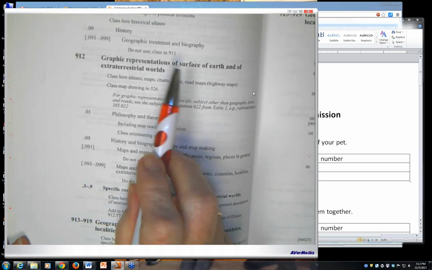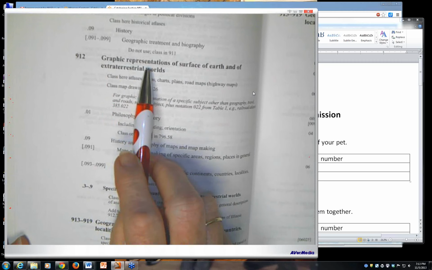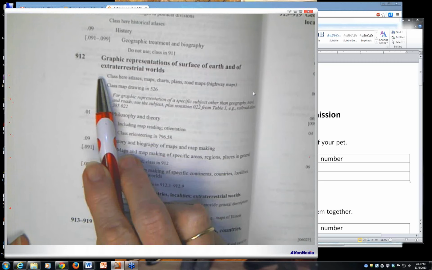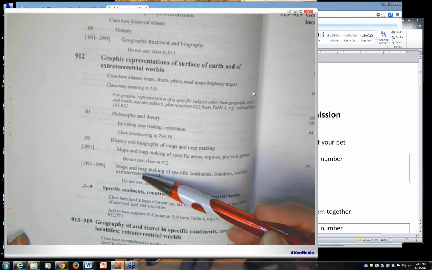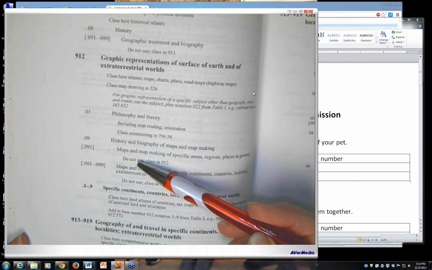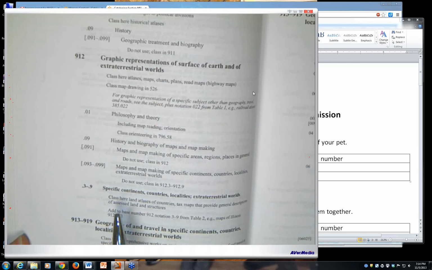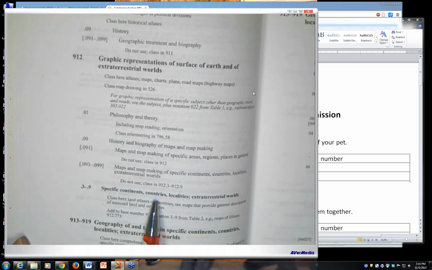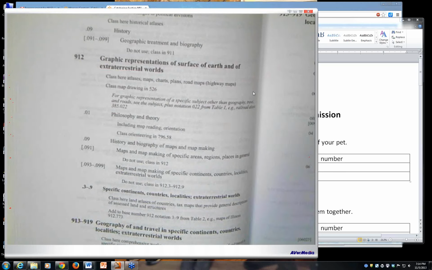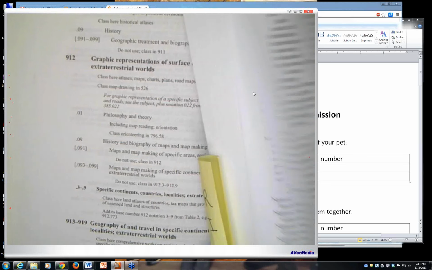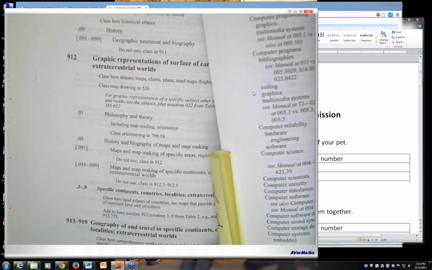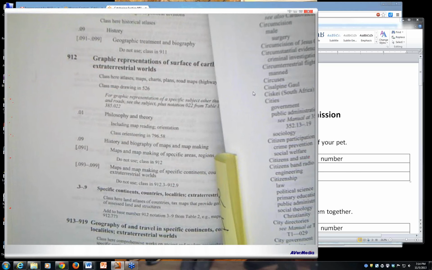And indeed, this is maps. Geographic representations of the surface of the Earth and extraterrestrial worlds. And as we look down through this, we read all of our notes, and we get down to this area where it says specific continents, countries, localities. Okay, I don't have a number for the Chattahoochee River. I don't think there's an actual number back here, but we know where it is. But we'll look it up.